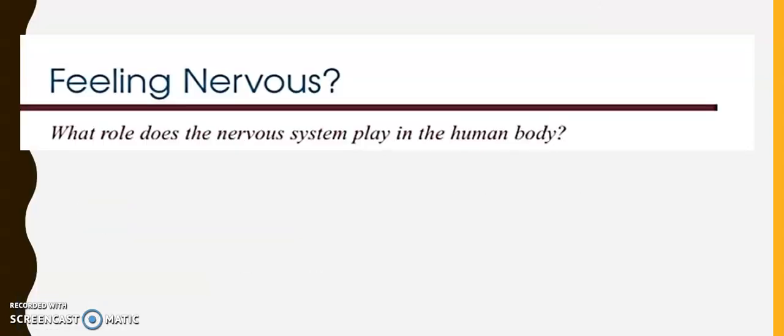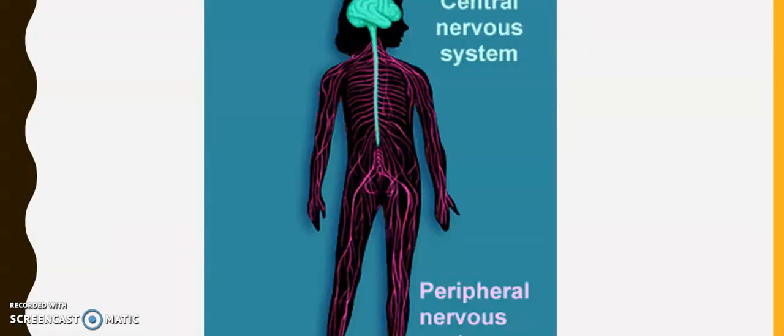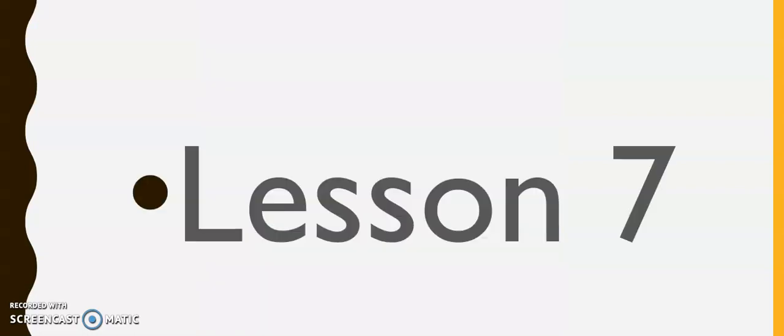So, lesson 6. Lesson 6 talks about feeling nervous and the central nervous system and the peripheral nervous system, the 2 most important parts of the system and their function, right? About the nervous system, I told you that everything is like electricity and is around the body.